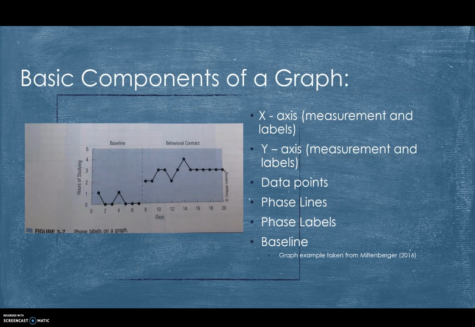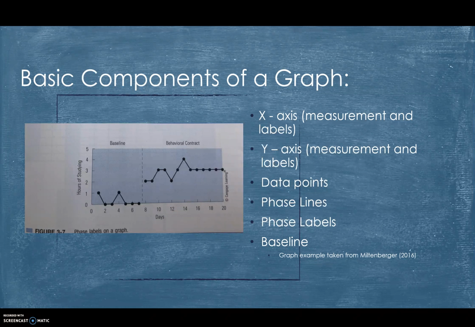So here's an example. All these examples coming from the Miltenberger textbook, except for one on a slide with a different reference. So we've got the x-axis here as days, and then the y-axis is the hours spent studying. So we can see that this graph is showing how frequently this person, or how much time this person is spending studying on a given day. Our baseline is right here. We see that they're studying 1 hour, no hours, 1 hour, not a ton.